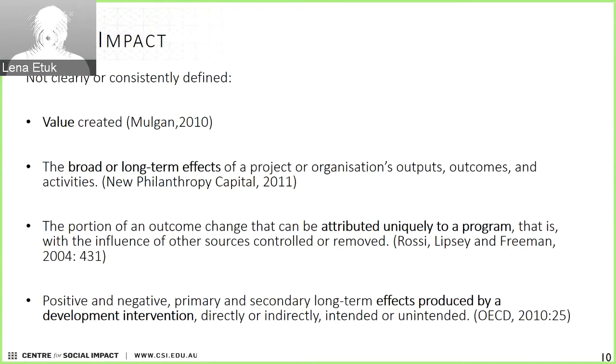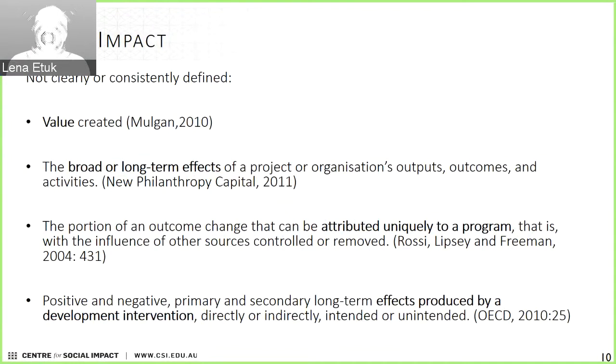A third component of the social impact definition could be focused on the portion of an outcome change that's directly attributable to the program. So it's attributed uniquely to a program. Controlling for other influences, it's the amount of change that's directly affected by that particular intervention. So often then, in that instance, social impact is going to be a very narrow sphere of influence. It's a very narrow contribution.